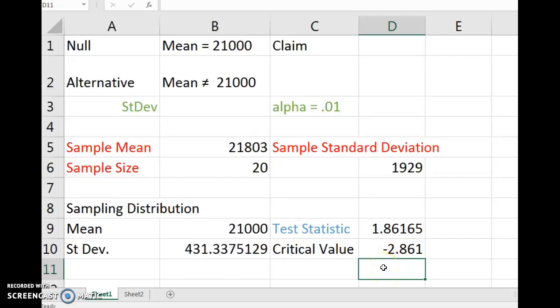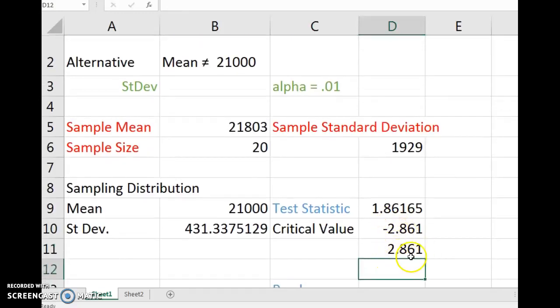When we hit that, Excel is going to give us the left critical value. I know by symmetry the right critical value is the positive of that. So if our sample test statistic was anything further negative than this or further positive than this, we would reject. Now 1.86 is right in between these two. It's not further into the tails, so there's not enough evidence to reject the null hypothesis.